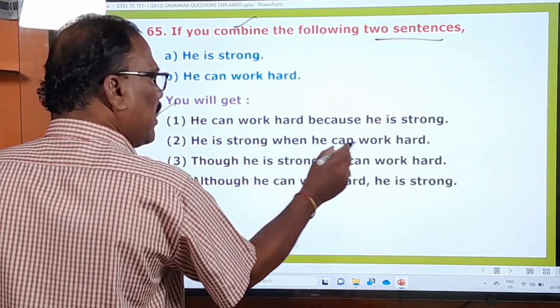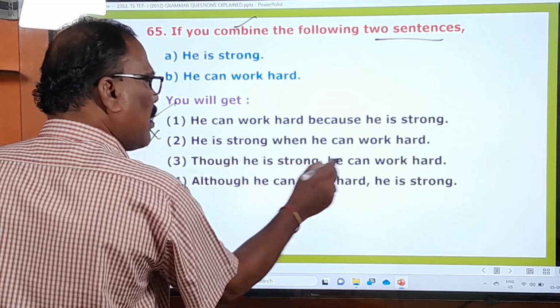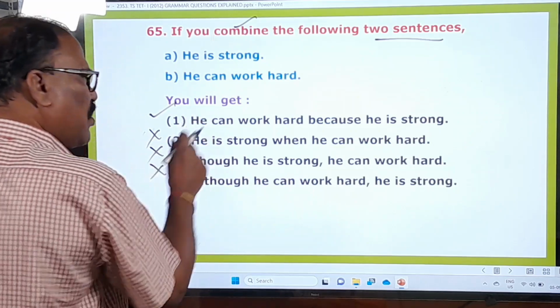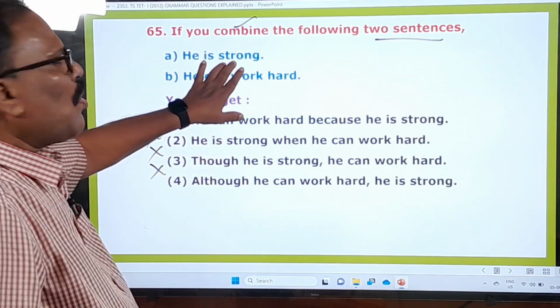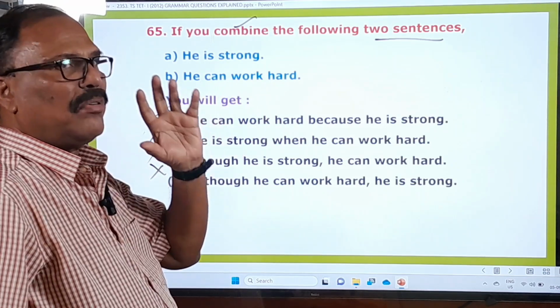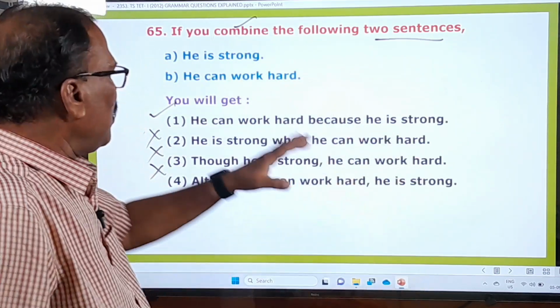He is strong when he can work hard. Wrong. Though he is strong, he can work hard. Wrong. Although he can work hard, he is strong. So here, he is strong. He can work hard. So these are the two statements.